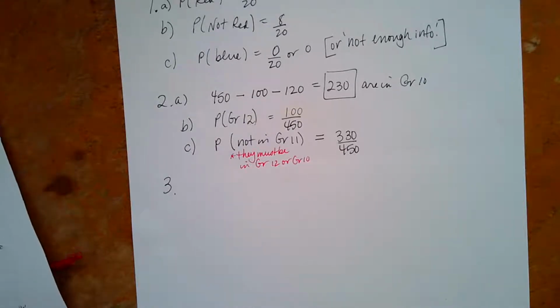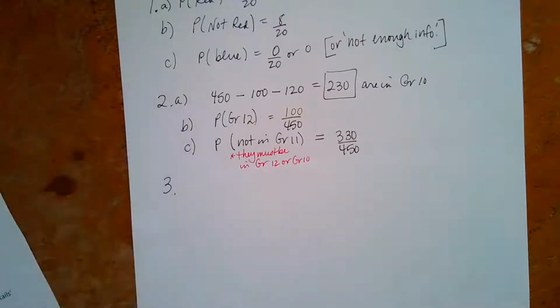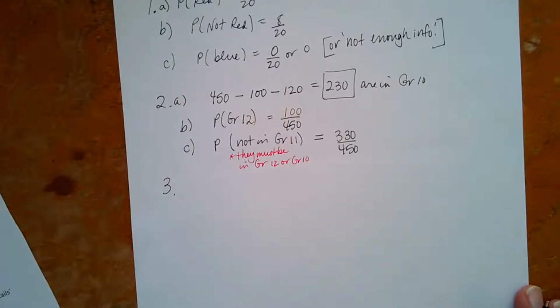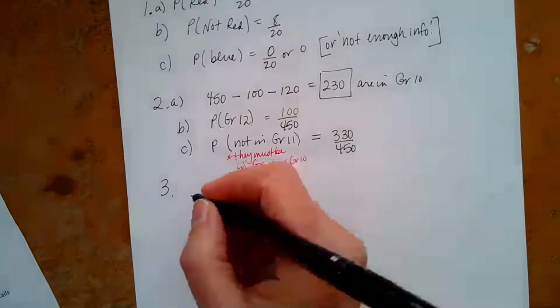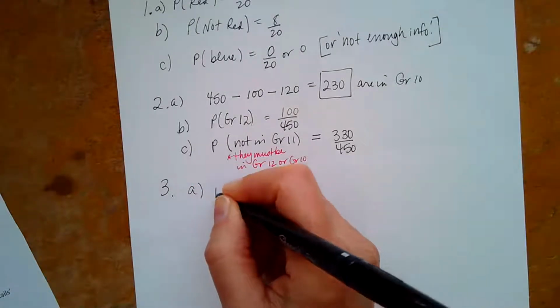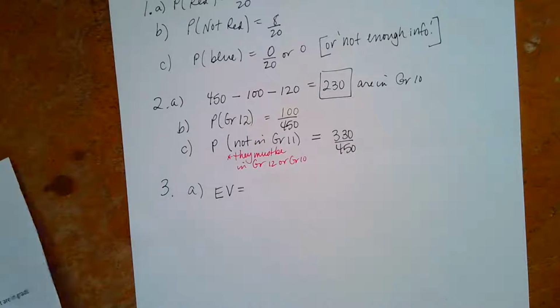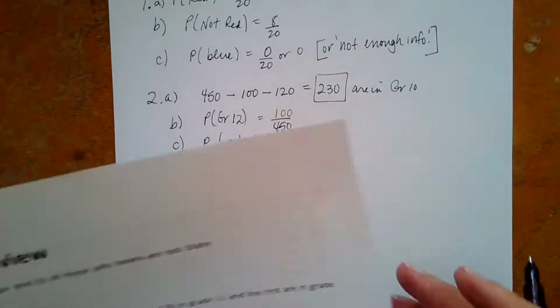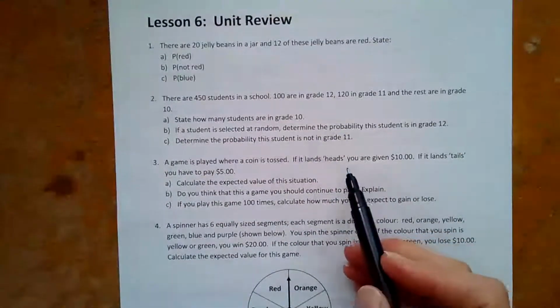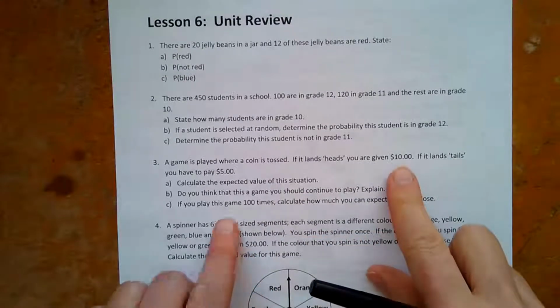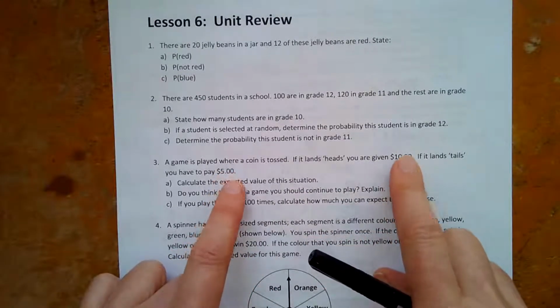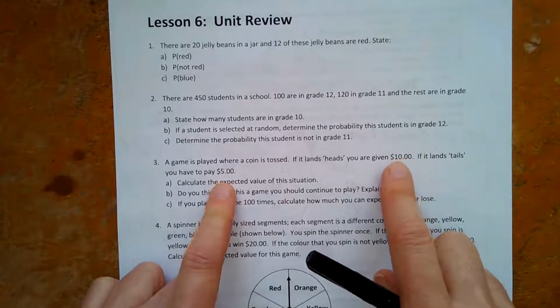A game is played where a coin is tossed. If it lands heads, you are given $10. If it lands tails, you're given $5. Find out the expected value. Okay, so they jump right to expected value. In this game, there's 2 ways of winning, right? There's 2 amounts you can win. So you have 2 probabilities of winning, 2 ways to win.